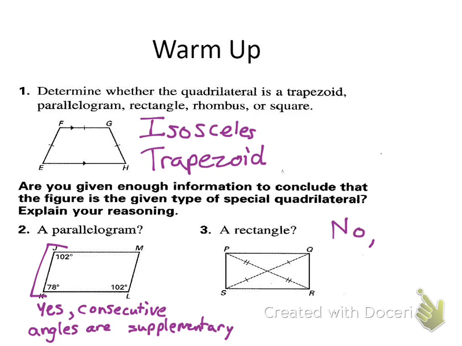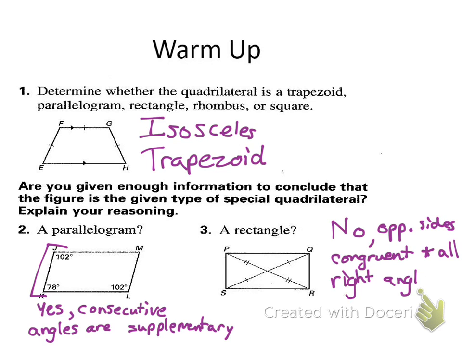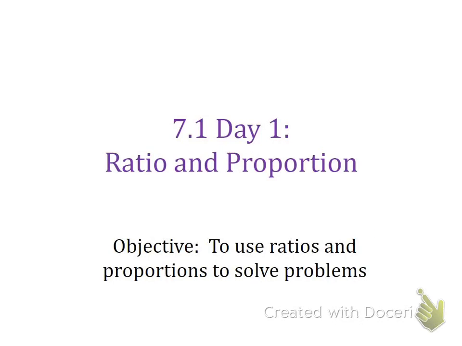Because we need opposite sides congruent. Opposite sides need to be congruent, and all right angles. That's what we need for this.